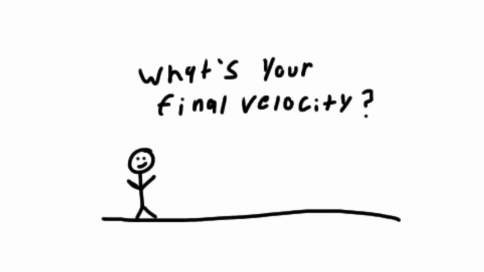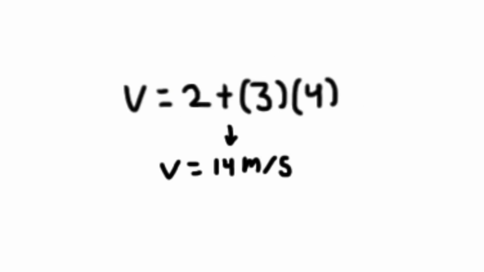Now let's just use an example. Say you start at 2 meters per second and accelerate at 3 meters per second squared for 4 seconds. What's your final velocity? Well, we will just plug in our variables because v is what we're solving for. So our initial velocity was 2. We accelerated at 3 meters per second squared for 4 seconds. And if we do all that math, that'll give us 14 meters per second as our final velocity.